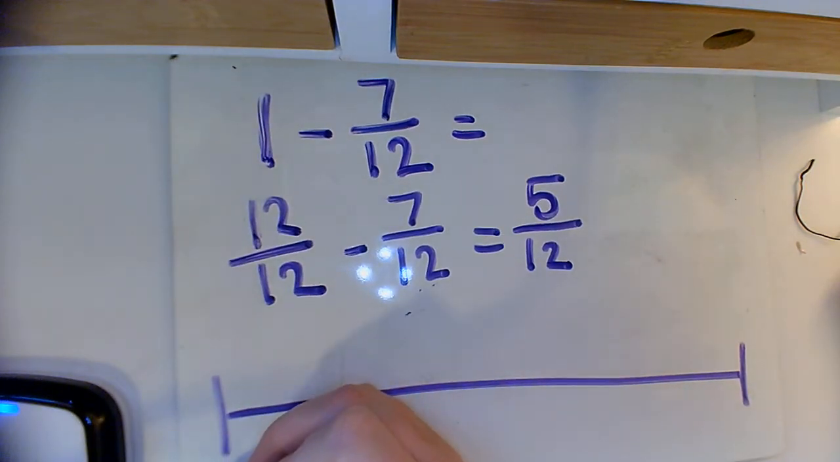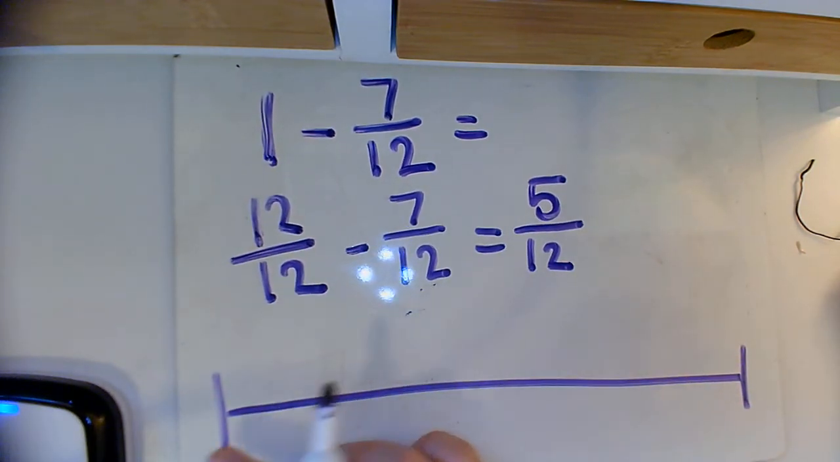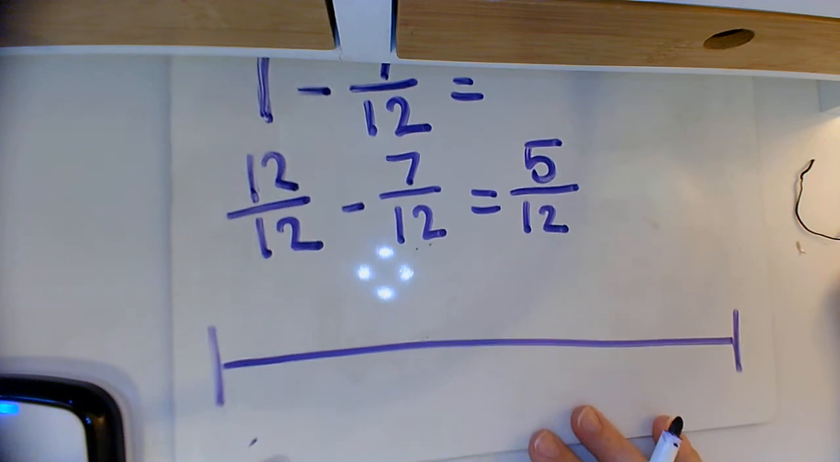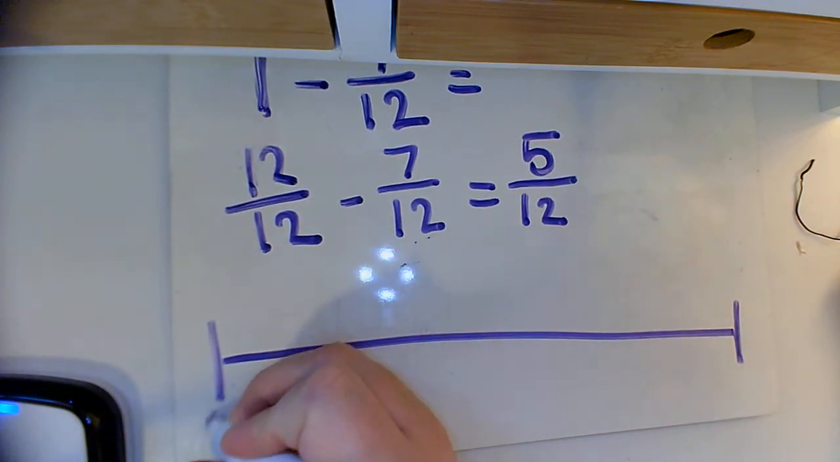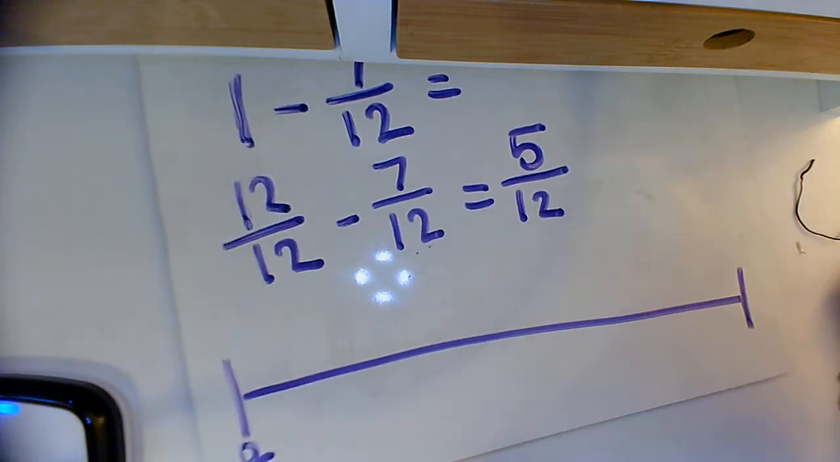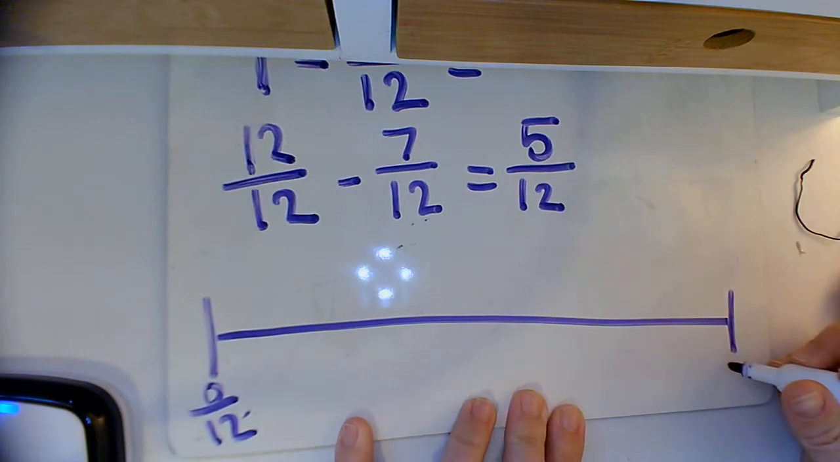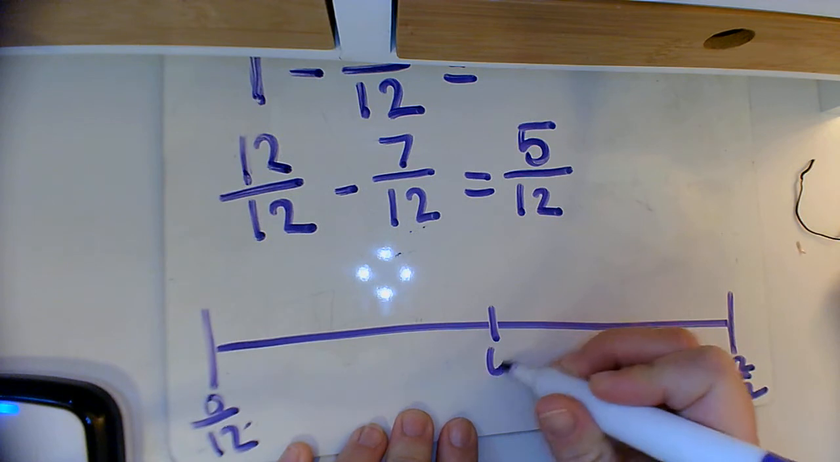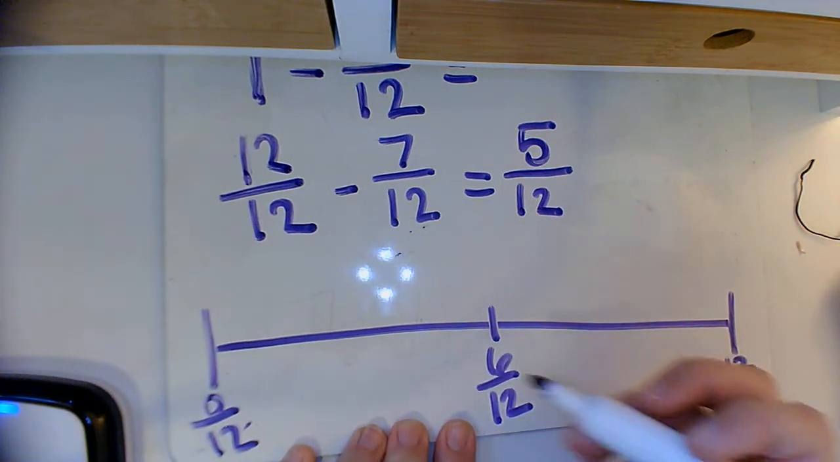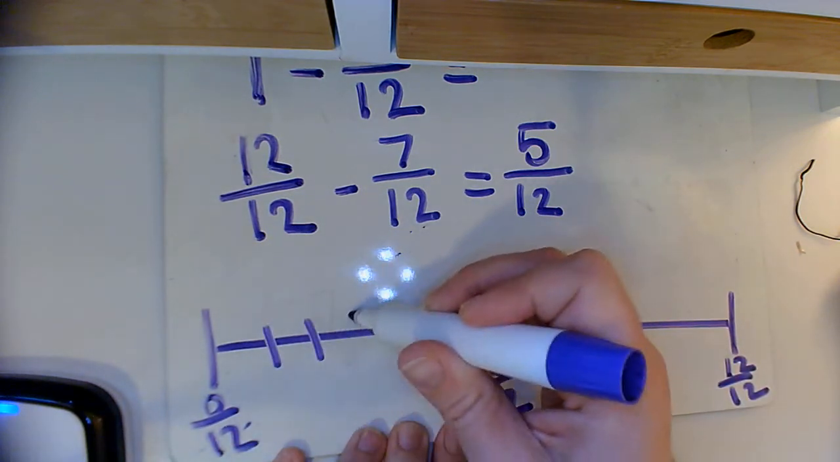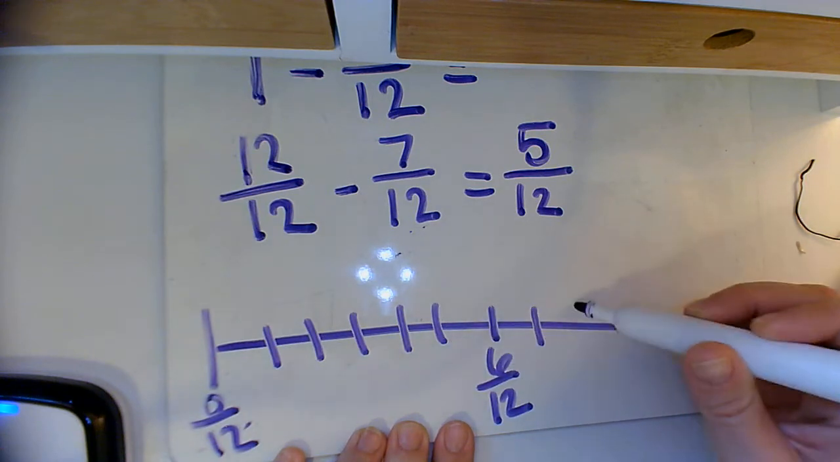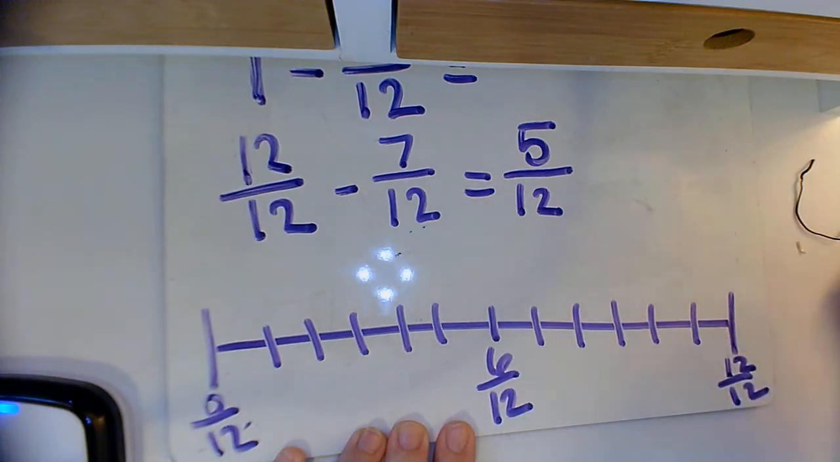Like I said, the number line is just there as that visual to help you see what's happening. So we've got 0/12, 12/12, halfway mark is 6/12. So we have 1, 2, 3, 4, 5, 6, 7, 8, 9, 10, 11, 12.